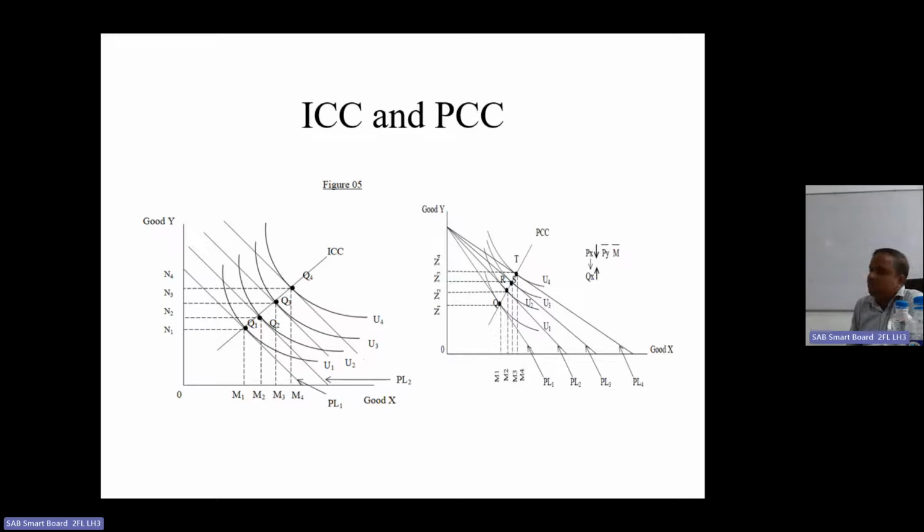Now here we see an upward sloping demand, an upward sloping ICC, the income consumption curve. That explains the positive relationship between income and the demand for goods. Such a relationship we experience for normal goods: when the income level increases, demand also increases.